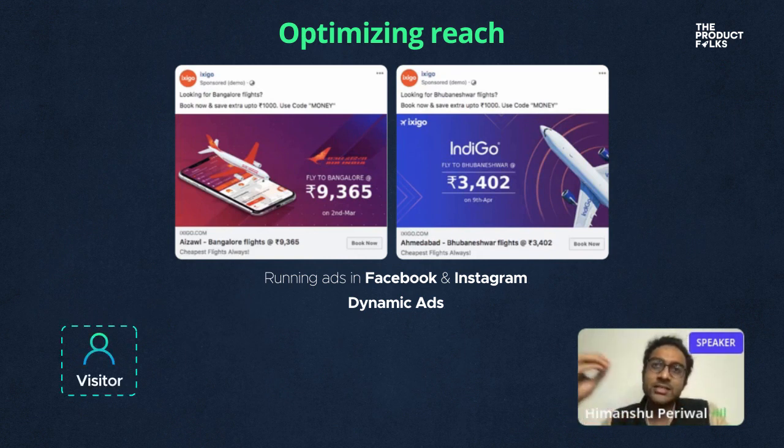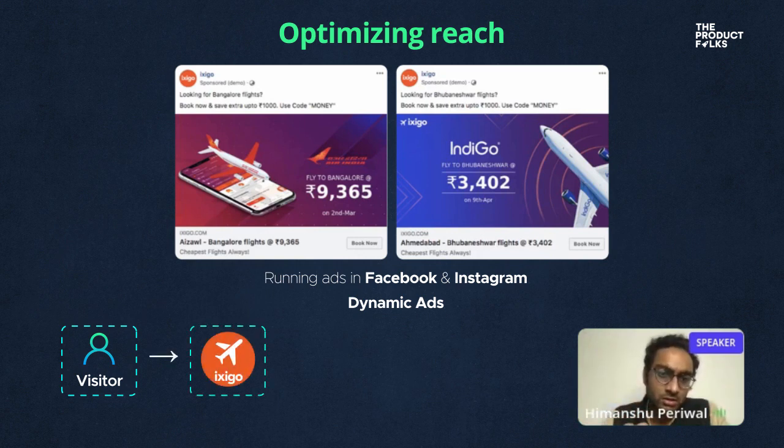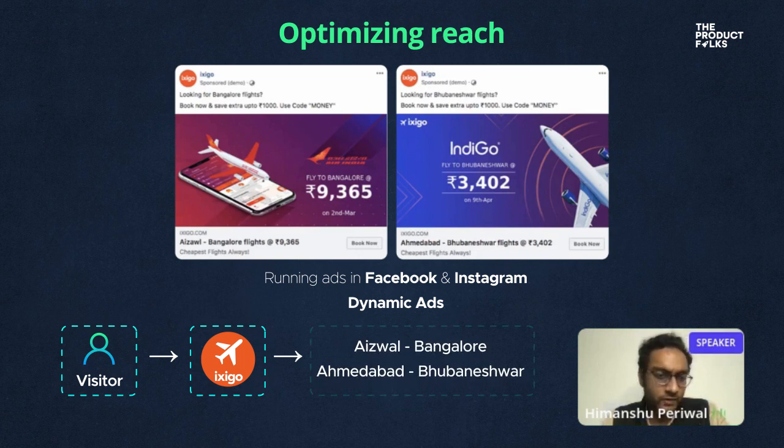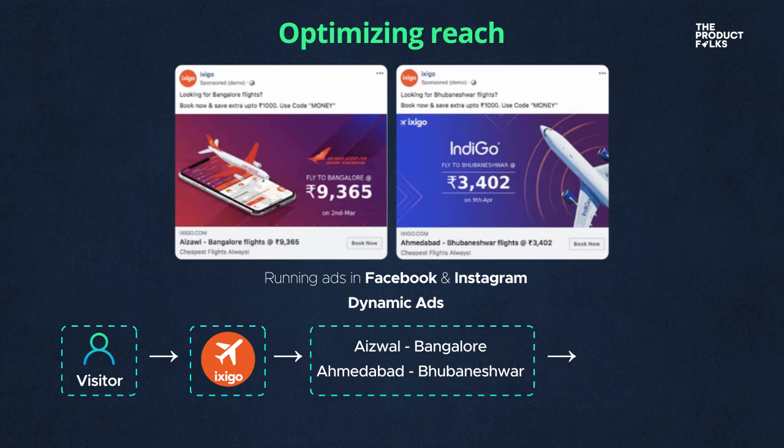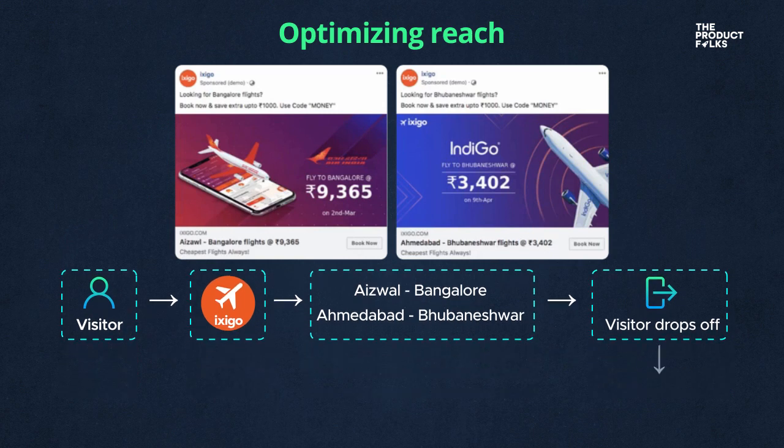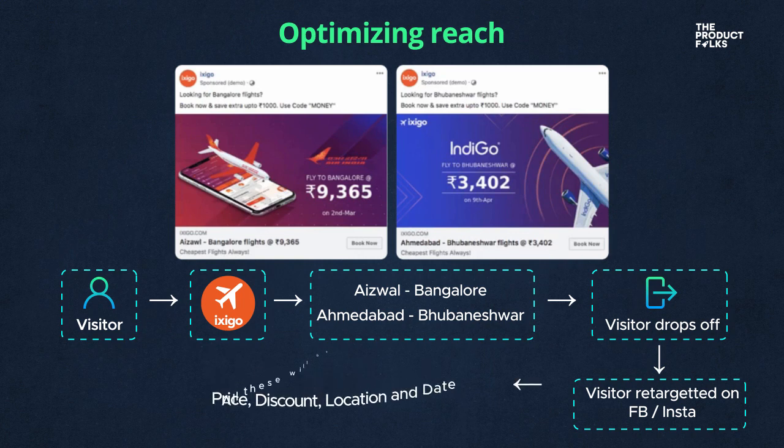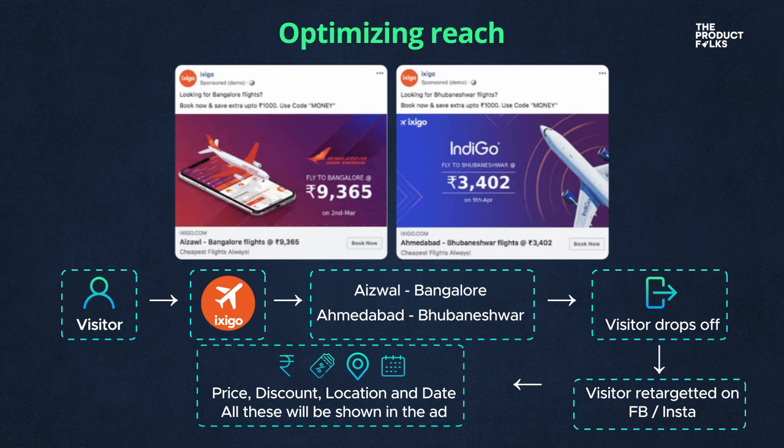So what it does is, let's say if anybody came to Ixigo and they searched for, let's say, the Aizwal or Bangalore flight, right, or Ahmedabad to Bhubaneswar flight, and they did not book, right, they dropped off. So what we do is we retarget that user after, let's say, a 12-hour or 24-hour window, and we show them the exact same flight route, that same flight sector, and we give them the exact price, and we tell them that, okay, use this code and you can save extra 1,000 rupees, right? Now, and by the way, this flight is for the same date that the user searched for. Now you look at the difference, right?